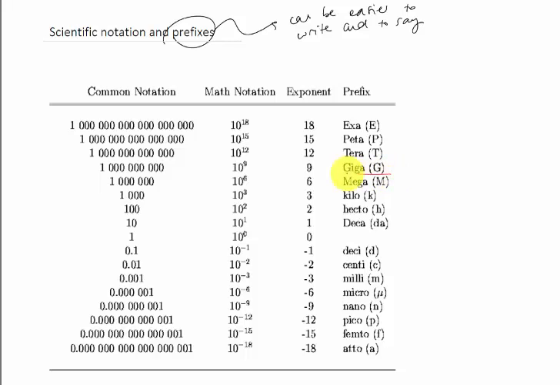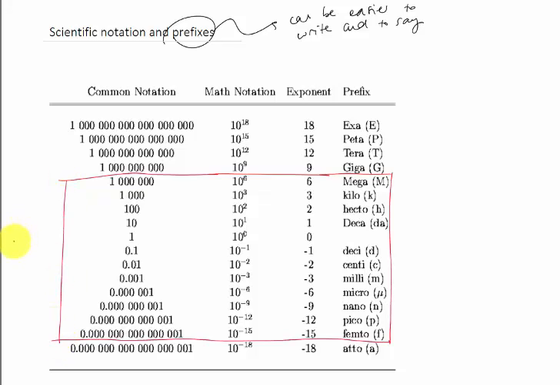So let's say all this part of the table, I think you could reasonably be expected to know off by heart. So I'm going to write here, memorize these. So what is going on here? So let's look at milli, for instance. So here we've got the prefix milli, which corresponds to 10 to the minus 3.